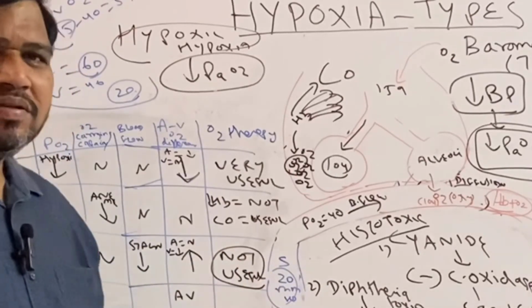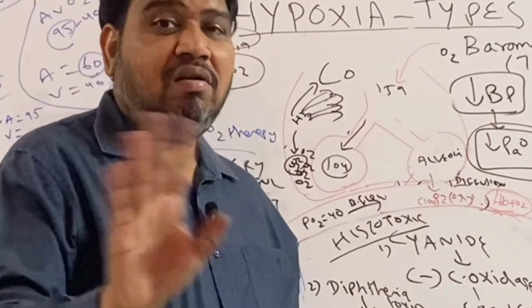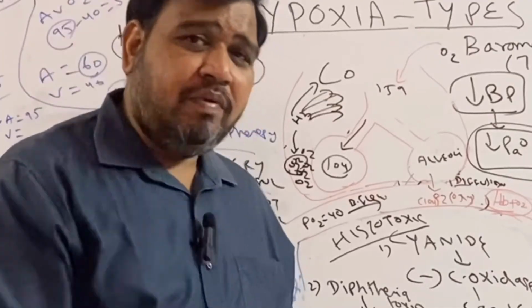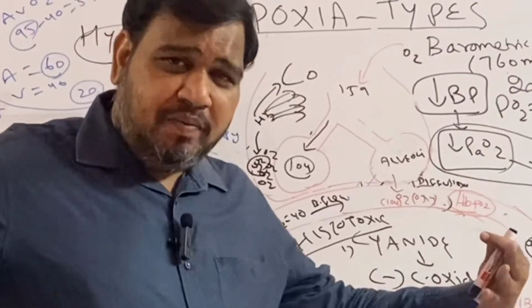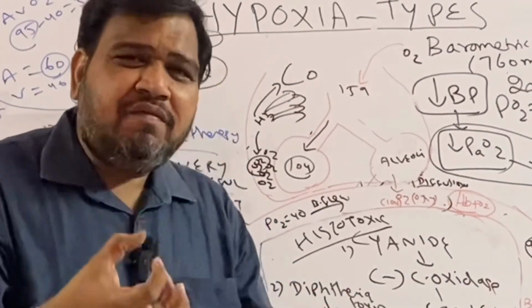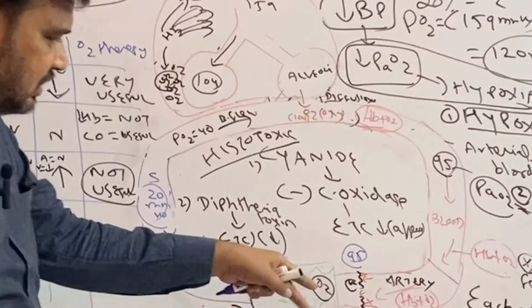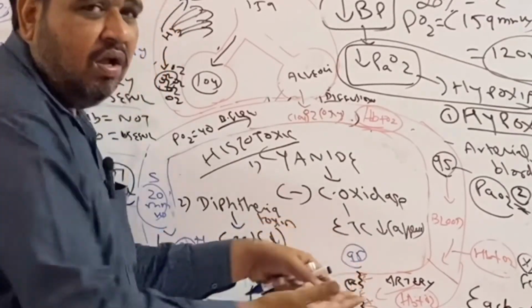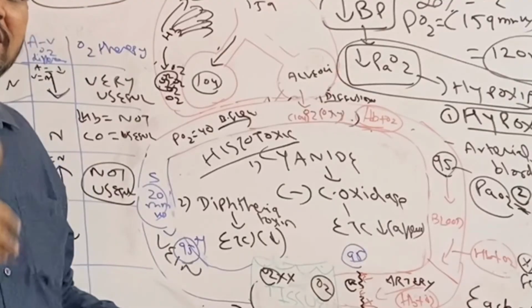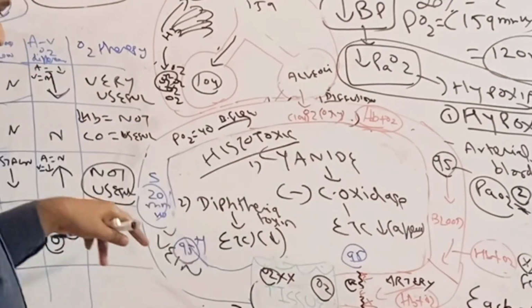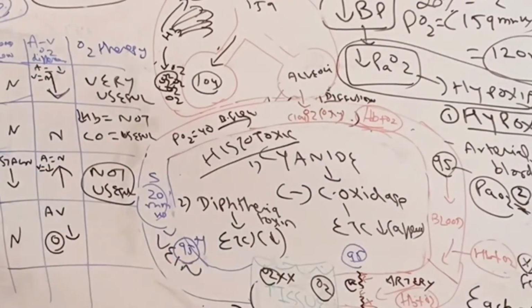In stagnant hypoxia, not useful, because in stagnant hypoxia it is blood flow that is the problem, not oxygen. Partial pressure of oxygen is normal, hemoglobin is normal, hemoglobin oxygen combination is normal, but blood flow is less. I have to correct this block, this atherosclerosis, or I have to correct the shock, I have to increase the blood pressure, all those things. Oxygen therapy will not be that much useful.